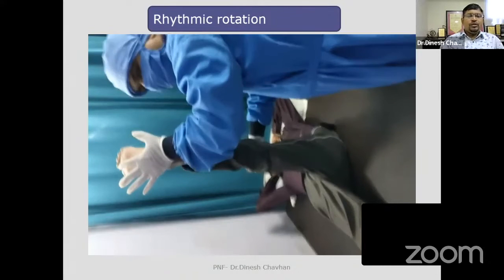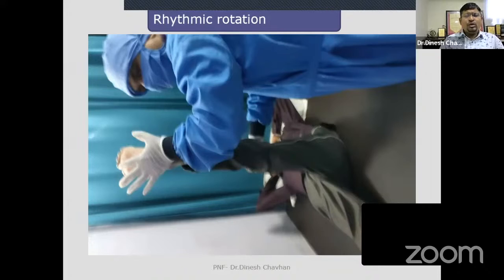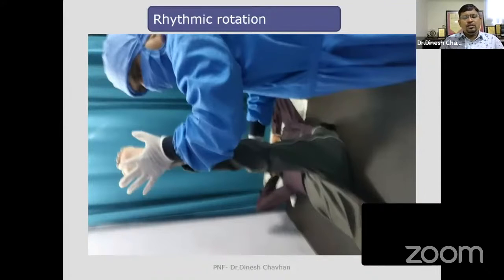Okay, so when we perform rhythmic rotation, we have to continuously rotate for a few minutes, 1 to 2 minutes, and after that time suddenly you have to take up and lengthen the position. So rhythmic rotation helps to improve the range of movement when it is given in a fast manner, rotating rhythmically. It again helps to improve the range of the muscle.